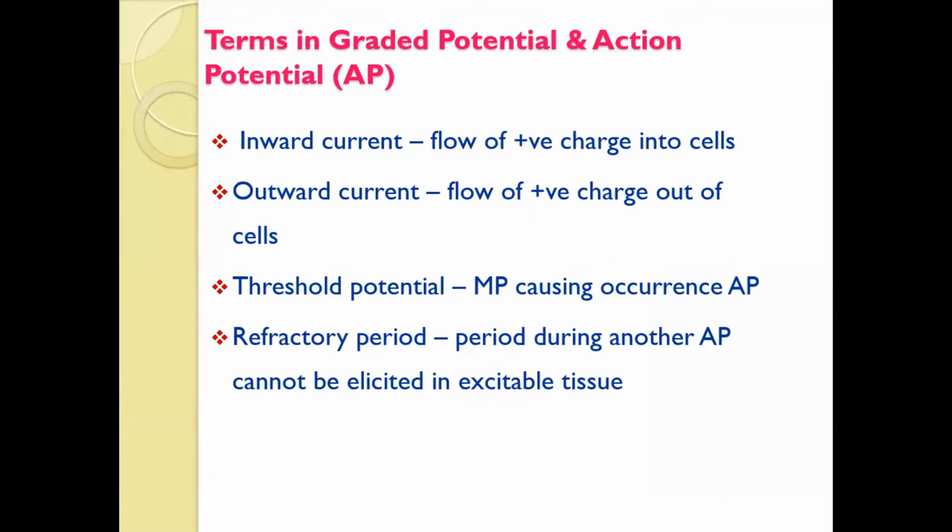There is also another term that you need to understand: the inward current, the flow of positive charge into the cells, and outward current, the flow of positive charge out of the cells. Threshold potential, MP here is membrane potential. Please take note: it is the membrane potential causing the occurrence of an action potential.